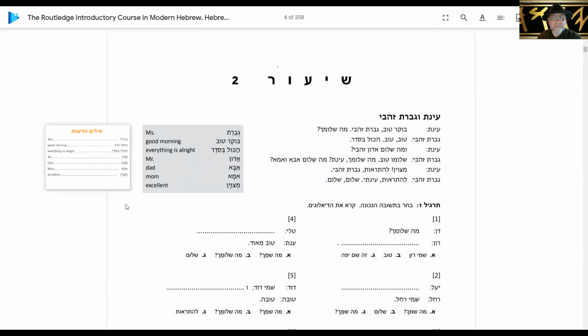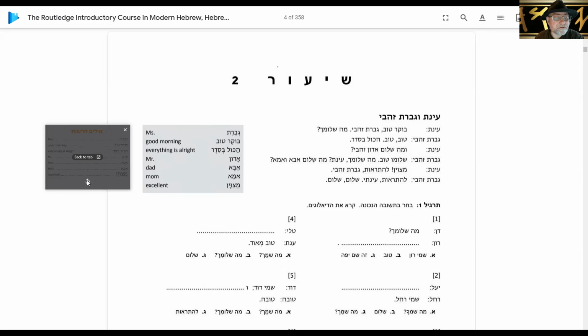Okay, let's try that one more time. Milim hadashot, new words. Geveret. Boker tov. Hakol beseder. Adon. Abba. Ima. Metsuyan. Okay, so those are the vocabulary words we have. Geveret for Mrs.